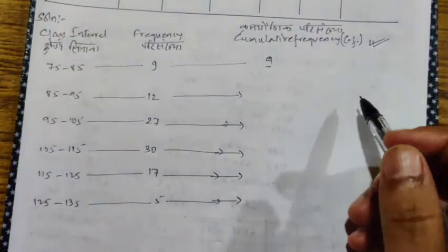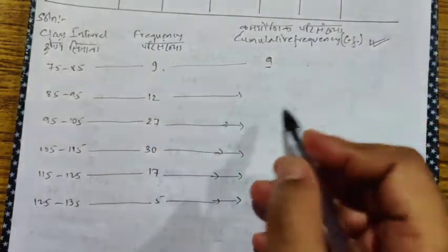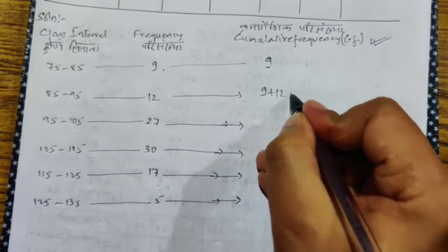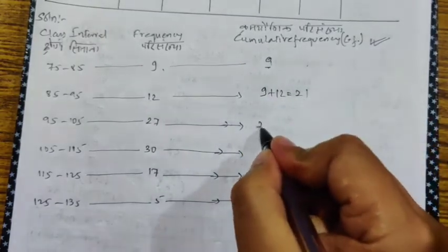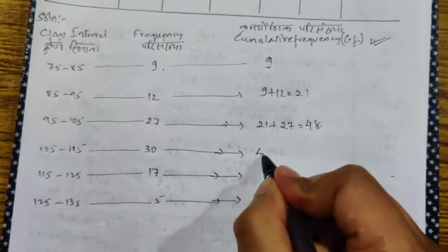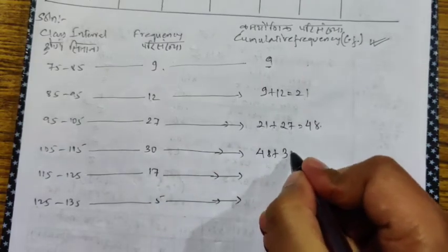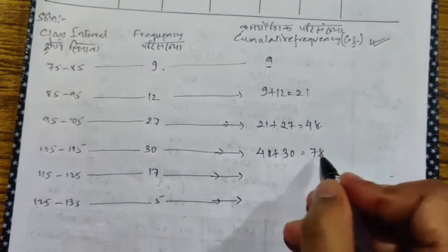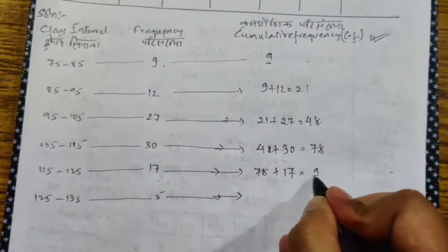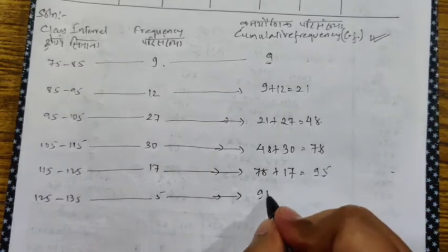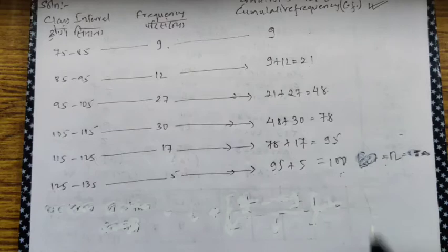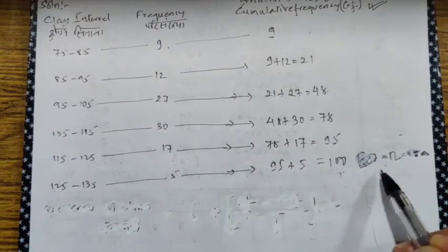Okay, so let's begin with the cumulative frequency. So what's the first frequency? 9. So what will be your second frequency? This 9 plus this 12, which is 21. Now this 21 plus this 27, 48. Now this 48 plus this 30, 78. Now this 78 plus this 17, 95. This 95 plus this 5 is 100. Okay people, 95 plus 5 equals 100, equals n.